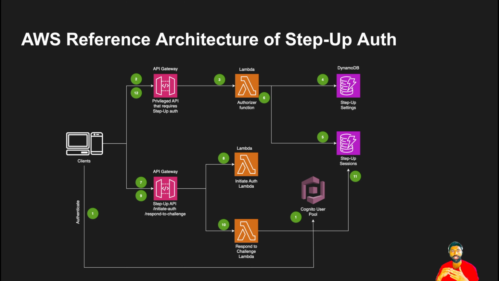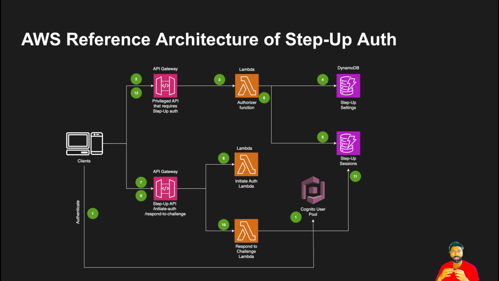In step 3, this privileged API action is protected by using a Lambda authorizer. This authorizer first validates the token by invoking the Amazon Cognito user pool public key. If the token is invalid, then a 401 unauthorized response status code is sent immediately, which prompts the client application to present a valid token.